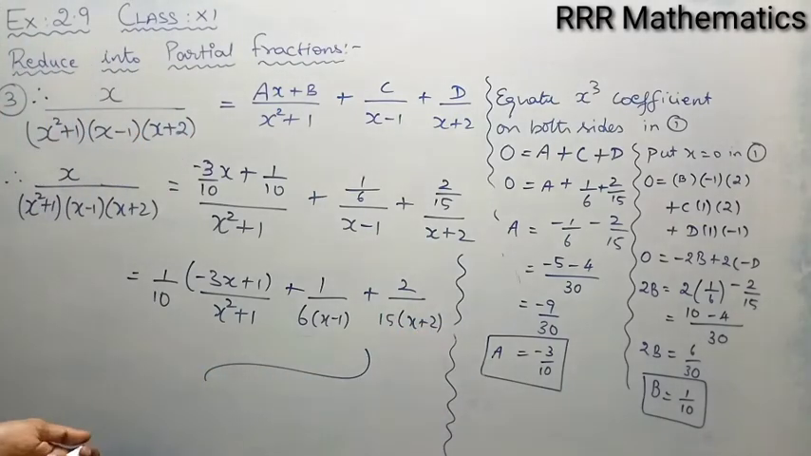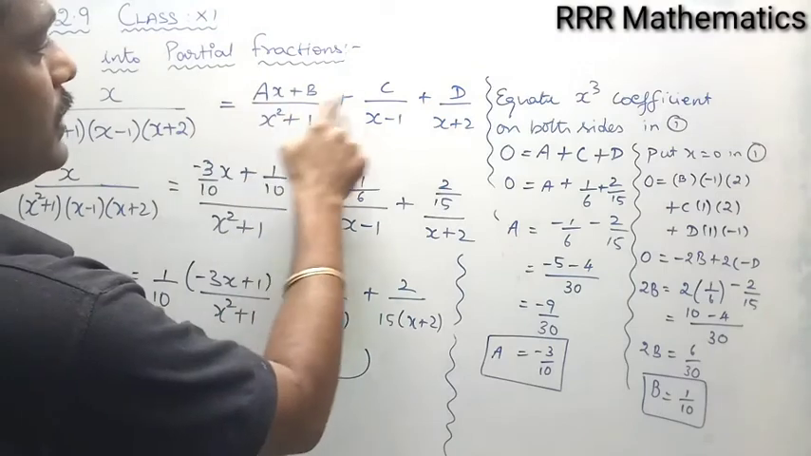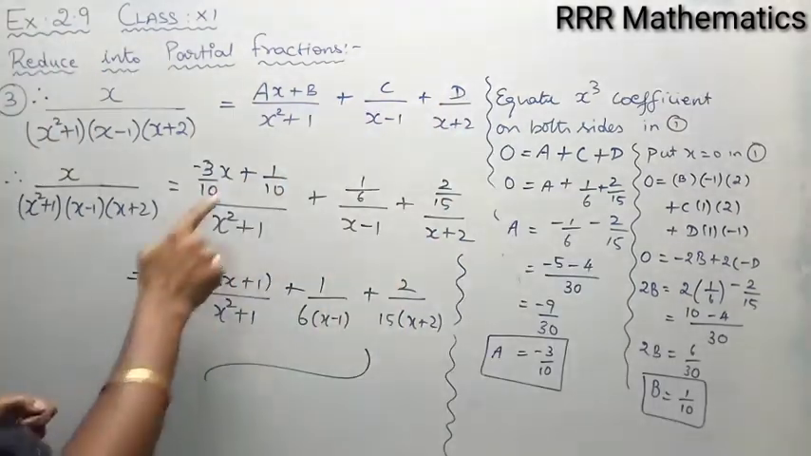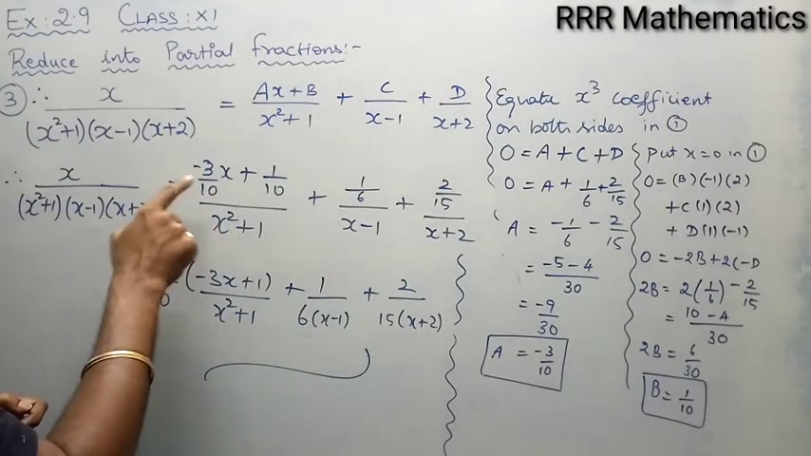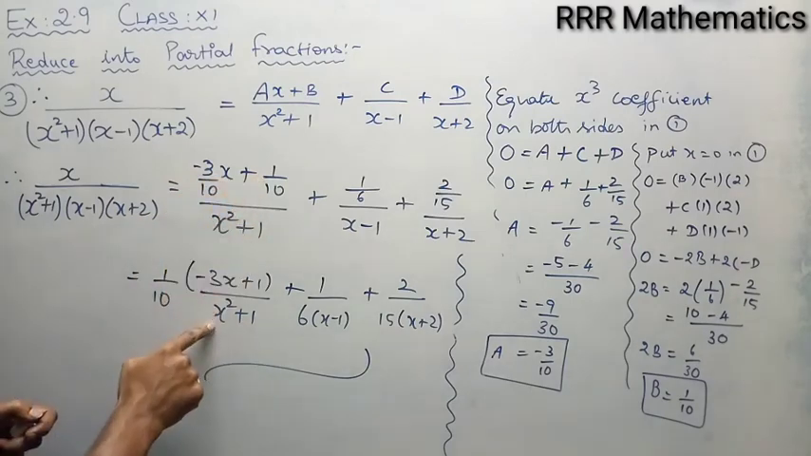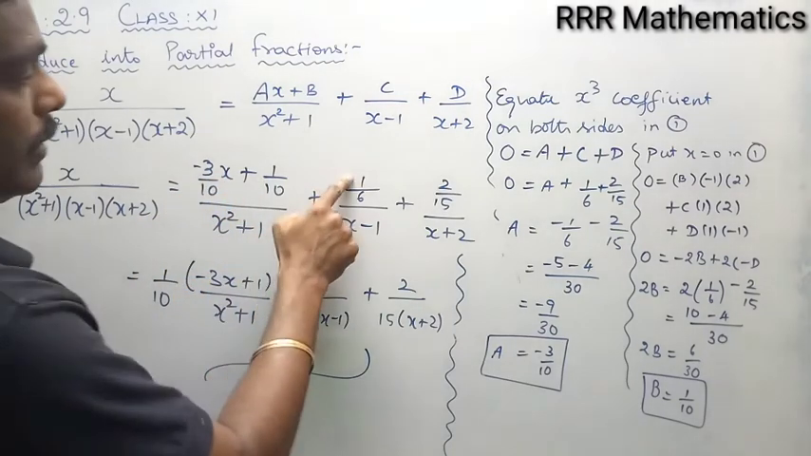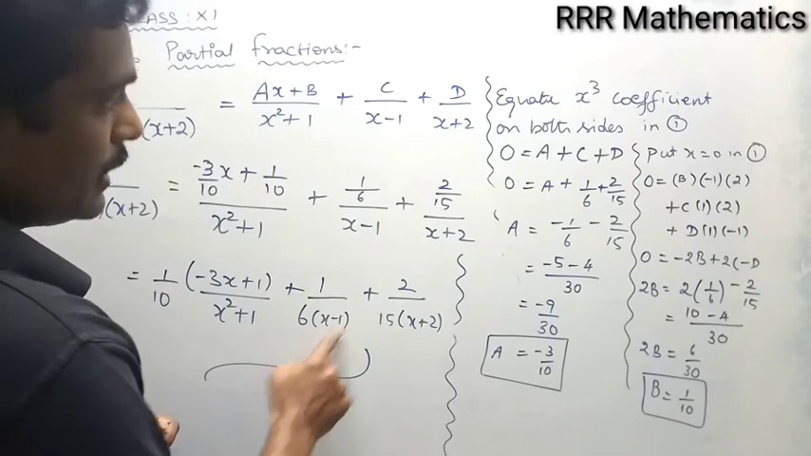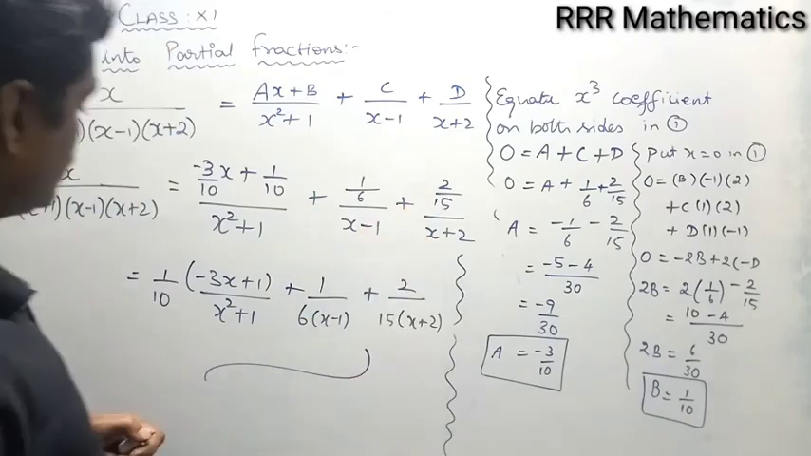Is it clear? After getting the values of a, b, c, d, I am replacing here. I am getting like this. Here I am taking 1 by 10 as common. What is left? Minus 3x plus 1 by denominator x square plus 1. Here 1 by 6 times x minus 1. Here 2 by 15 times x plus 2. Is it clear?